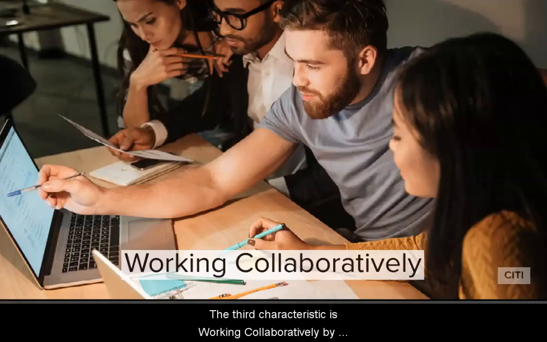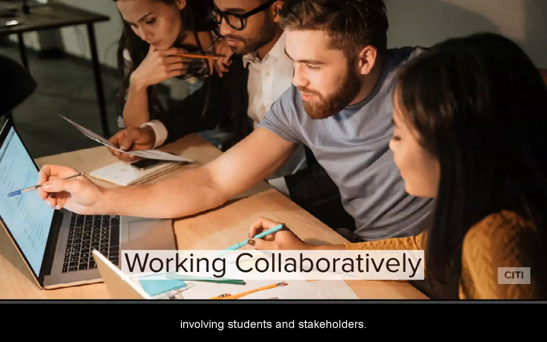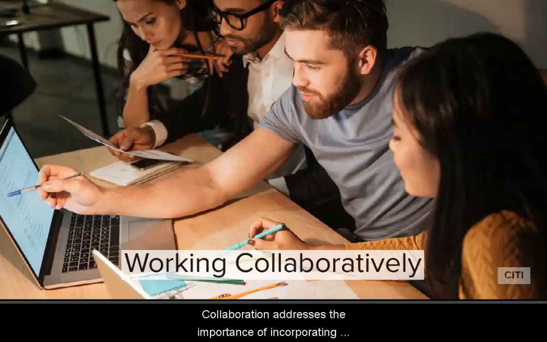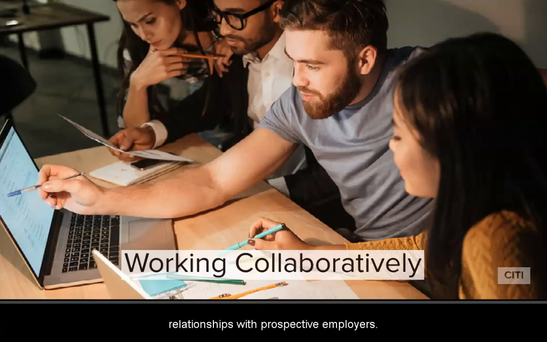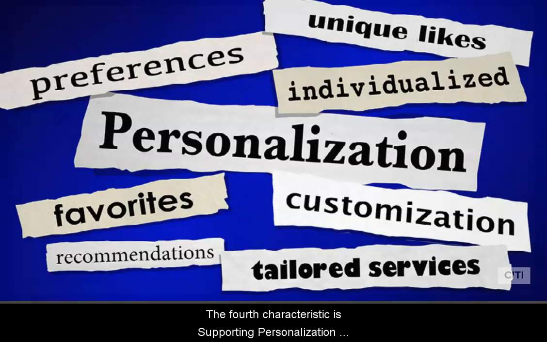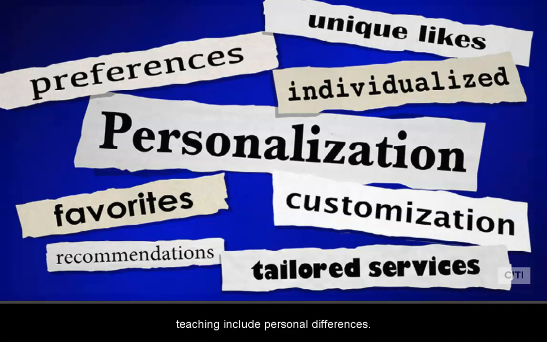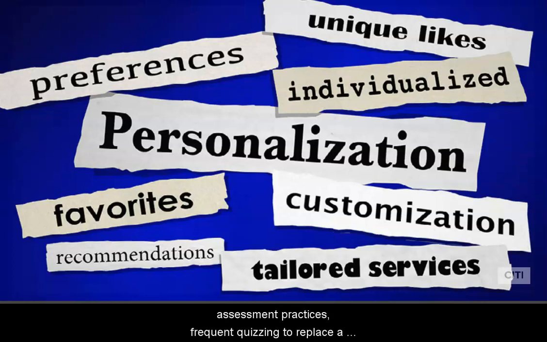The third characteristic is working cooperatively by involving students and stakeholders. Collaboration addresses the importance of incorporating active learning and high-impact practices into courses. By engaging alumni and community partners, students can develop relationships with prospective employers. The fourth characteristic is supporting personalization by recognizing that successful learning and teaching include personal differences. An inclusive educator incorporates different assessment practices, frequent quizzing to replace a cumulative exam, and opportunities for students to submit a digital project instead of an essay.